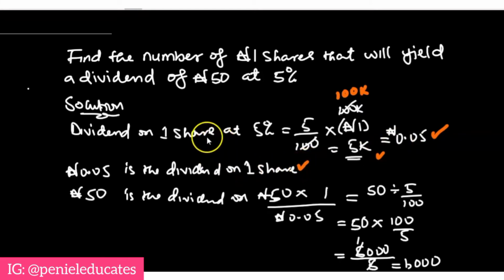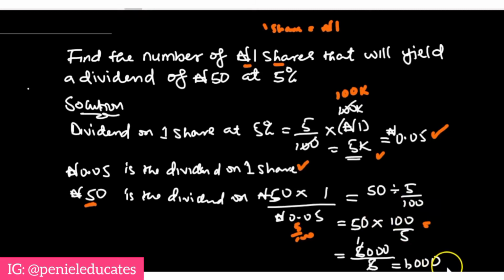Because one share is being sold at 1 naira, that is 1 naira per share. Now, 0.05 naira is the dividend on a 1 naira share. The dividend of 50 naira is going to be how many shares? So 50 multiplied by 1 then divided by 0.05. That is 50 divided by 5 over 100, so it's going to give you 50 multiplied by 100 over 5.